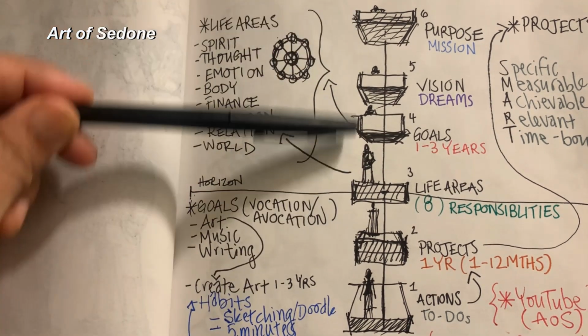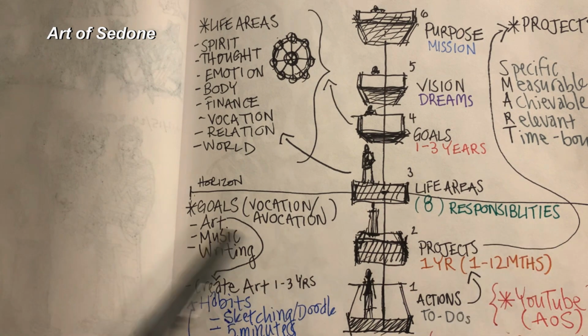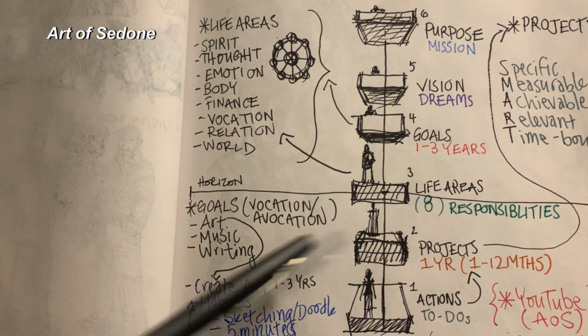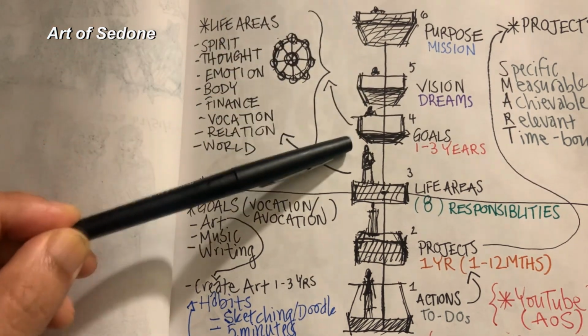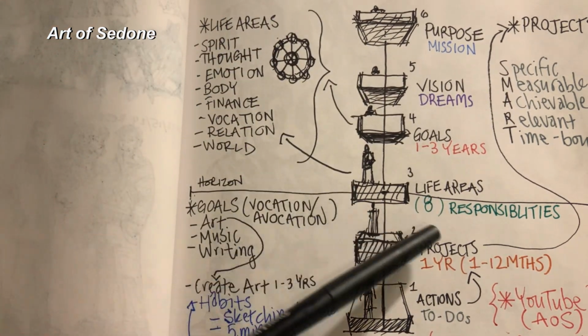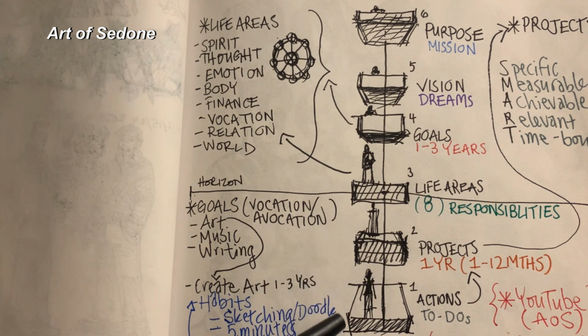It has these different horizons of focus. I think terms like that fit my mentality anyway, because since I draw, just having a horizon line and stuff. So there's purpose, vision, goals, life areas. I call it life areas, but it's responsibilities, and then projects, and then actions.